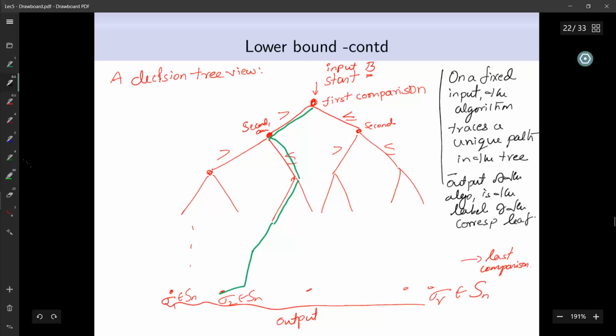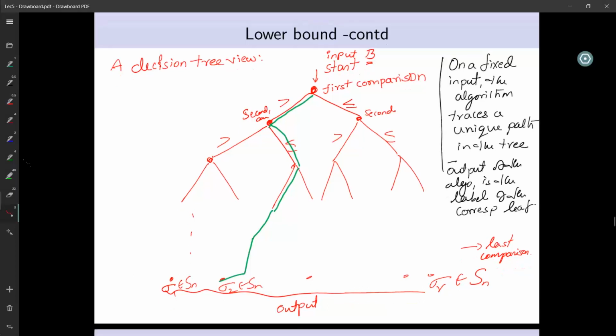A path only goes from root to leaf, it ends in a leaf, otherwise the path can still continue. So the algorithm stops only at the leaf. At the leaf there is a permutation labeled, so the output of the algorithm is exactly the permutation. That is how we label the permutation, based on the output. Now what is the number of comparisons done in this path? It's basically the path length. So the length of the path is the number of comparisons.